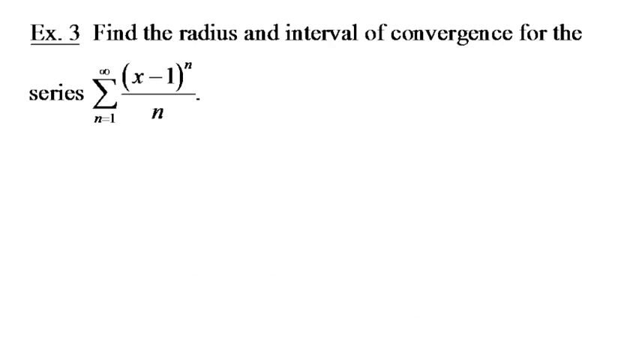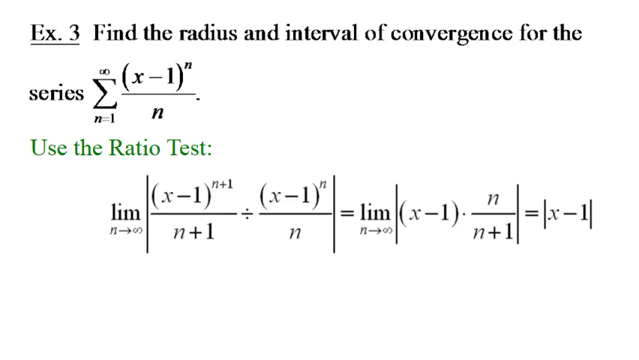In example 3, I'll find the radius and interval of convergence for this power series, x minus 1 to the n divided by n. To find the interval of convergence, I'll apply the ratio test. So I need to calculate the limit of the absolute value of the ratio between the n plus first term and the nth term. The x minus 1's reduce to a single x minus 1, and I'll gather the n over n plus 1 together because they're similar. I can see that n over n plus 1 goes to 1 as n goes to infinity. So this limit is equal to the absolute value of x minus 1.